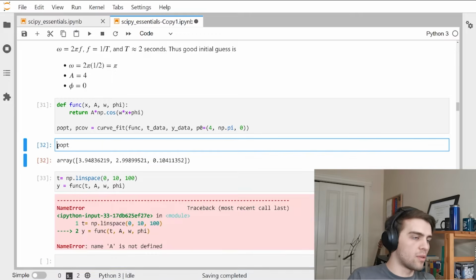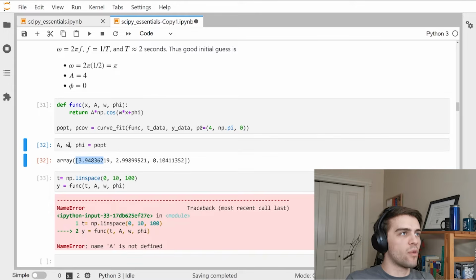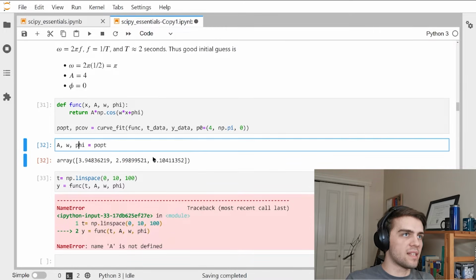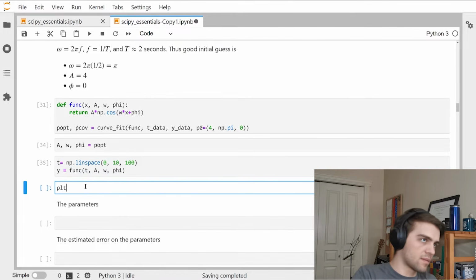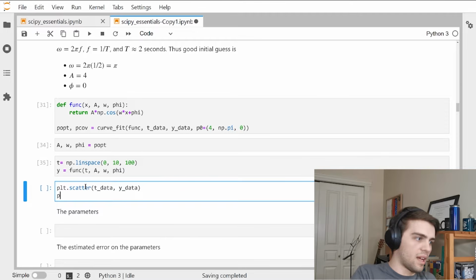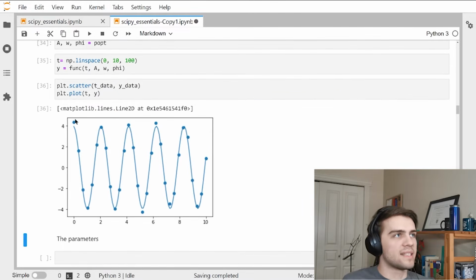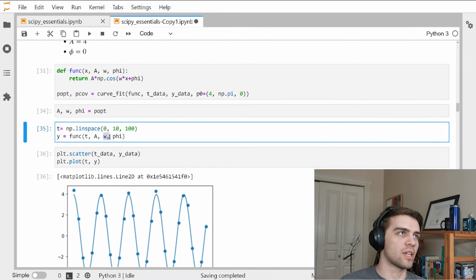That's because I have to say A, omega, phi is equal to this. So now we'll say A is 3.94, omega is this, and phi is 0.1. Now I set my values, and I can plot.scatter my data, so my data is t data, y data. And I can plot my best fit curve. You can see that my data is represented by these blue points here, and my best fit curve is represented by this curve. So you can see that I probably did a pretty good job at fitting this curve, and omega is a pretty good guess, right?